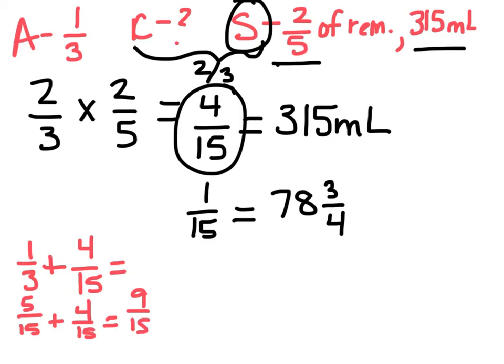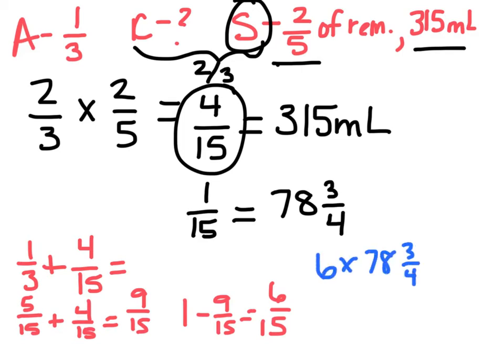So if we use 1 to represent the total quantity of juice and subtract 9/15, we have 6/15 left. So if 6/15 of the juice is carrot juice, we can find out how many milliliters of carrot juice we have by taking 6 times 78 3/4, which, as we discovered in the last problem, gives us an answer of 472 1/2.